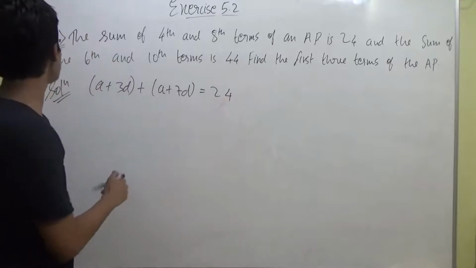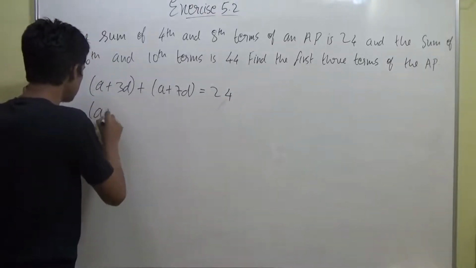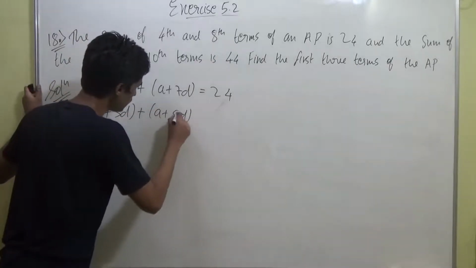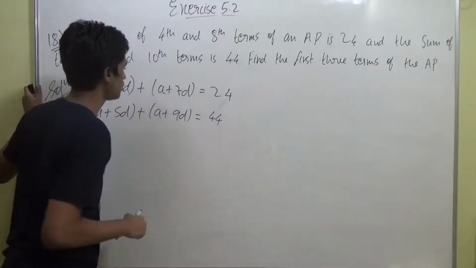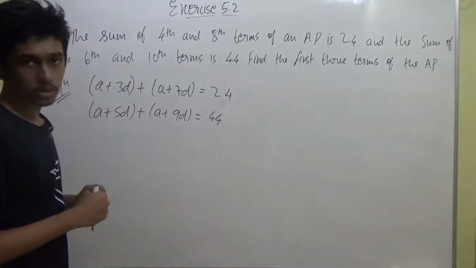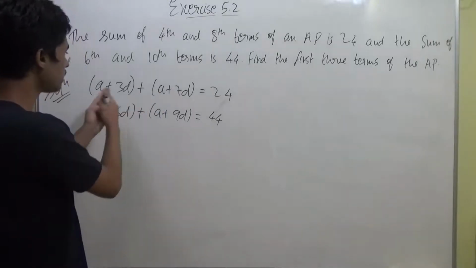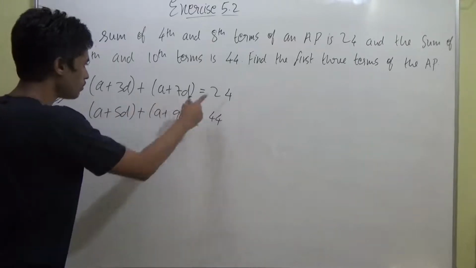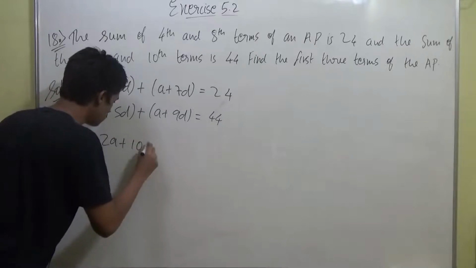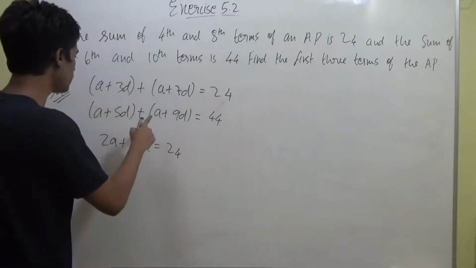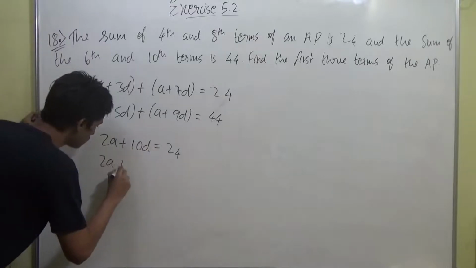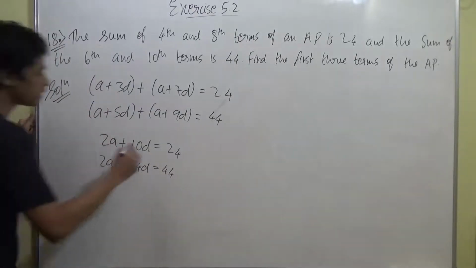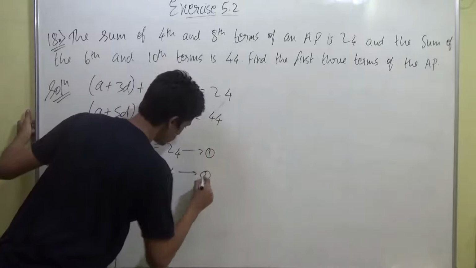Done. And then the sum of 6th and 10th term. 6th is A plus 5D and 10th term is A plus 9D, equal to 44. Right, guys? Now let's bring A together and D together, add them up and write a simplified form. This will become 2A plus 10D equal to 24. And this one will become 2A plus 14D equal to 44. Now this becomes your equation 1 and this becomes your equation 2.